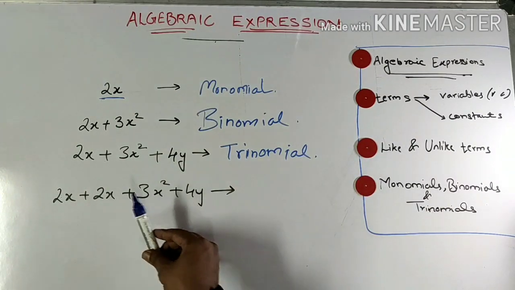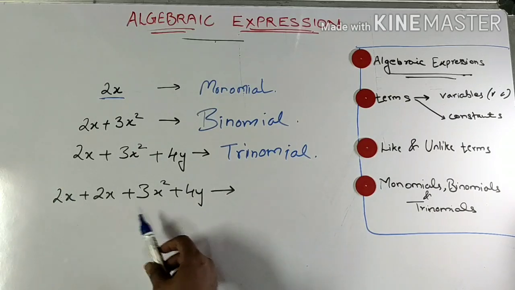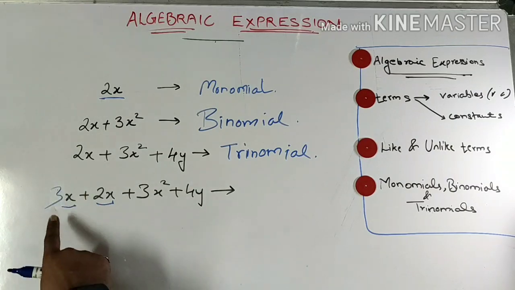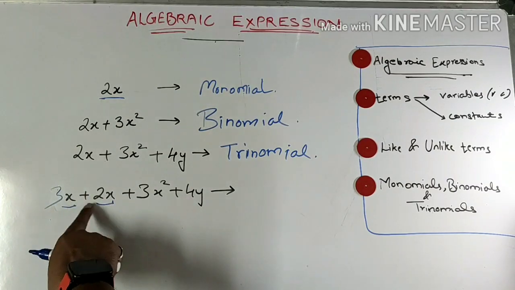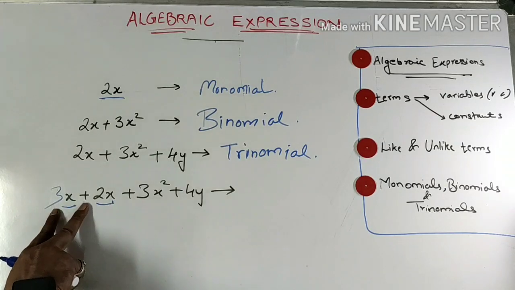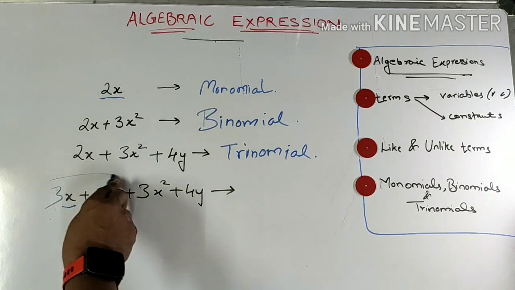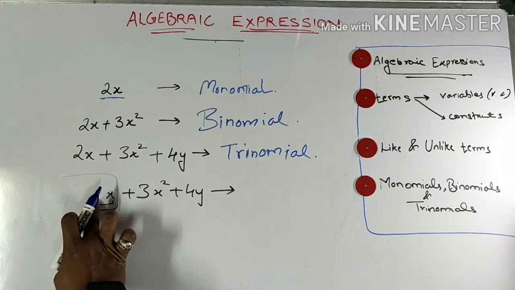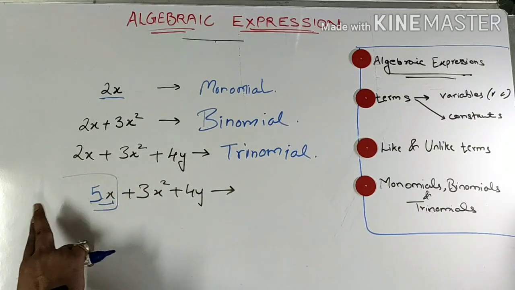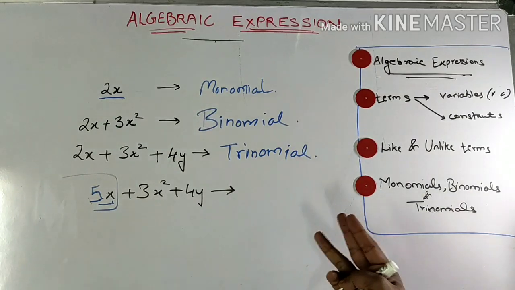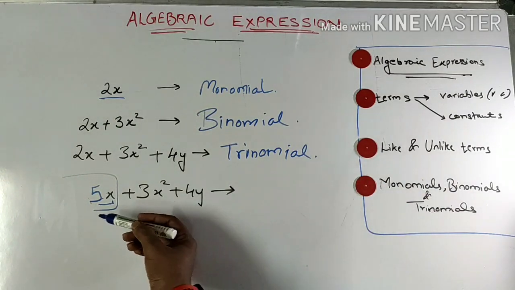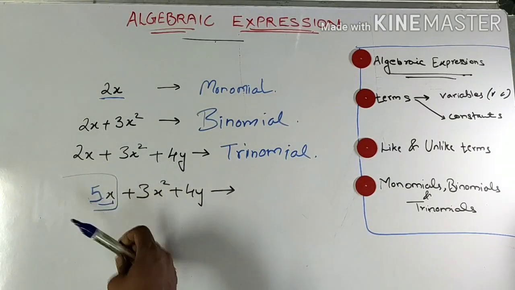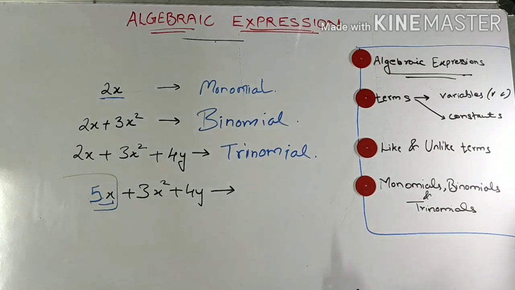Now here in this one, I have four terms, but if you see, 2x and 3x have the same variable. Though the coefficients are different, they have the same variable, so these together are like terms. And what happens with like terms? They are added or subtracted. Since it was 3x plus 2x, like 3 pence plus 2 pence gives you 5 pence, it becomes 5x plus 3x square plus 4y. So it is also a trinomial since it has 3 terms.